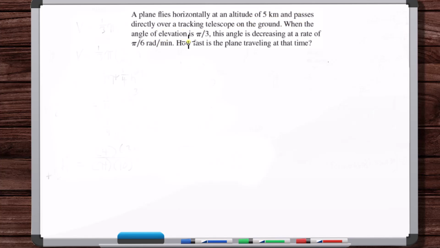A plane flies horizontally at an altitude of 5 kilometers and passes directly over a tracking telescope on the ground. When the angle of elevation is pi over 3, this angle is decreasing at a rate of pi over 6 radians per minute. How fast is the plane traveling at that time? All right. So we've got a tracking telescope. We'll just do something like that. There's the telescope, and then we'll just put the plane anywhere.